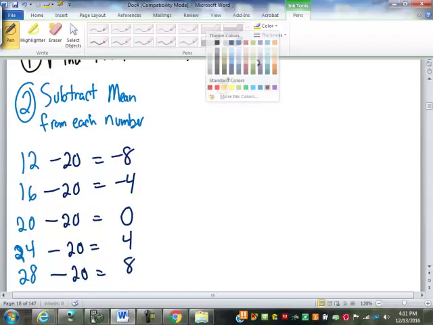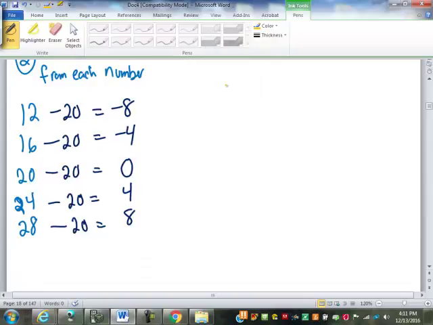Now, by the way, if you wanted to double check at this point, it's not really part of the calculation, but this should add up to 0. If your mean is correct and you subtract it correctly, those should all add up to 0.